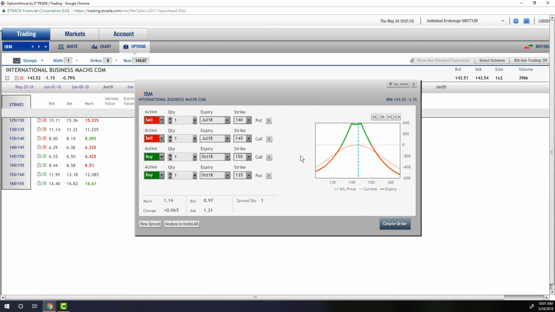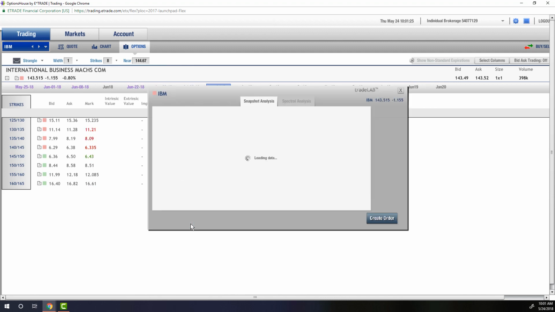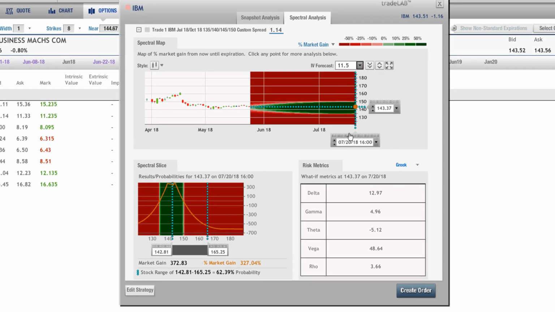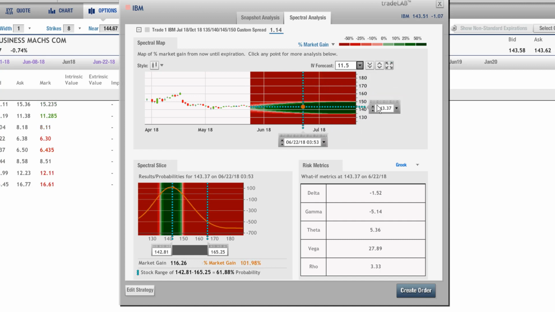So that might be an indication that we should probably close the position. But how would you know without looking at these numbers? And this is why you have to understand this stuff. So watch what happens when we come down here into Analyze, go into Spectral Analysis, and now we can see definitely bright red areas if the stock price rises, bright red if it falls. And I can change the dates and the stock prices. And right about there, we're at the peak of our profit and loss graph.